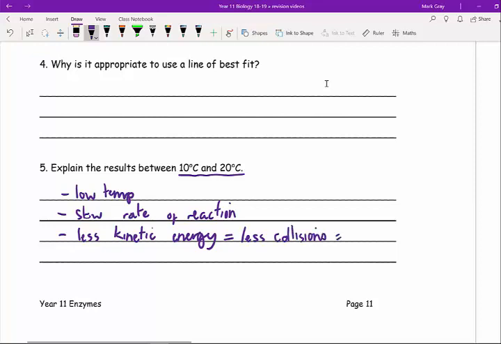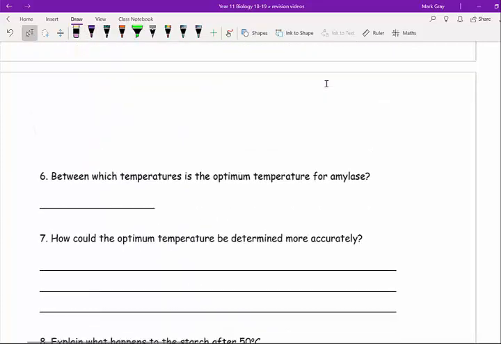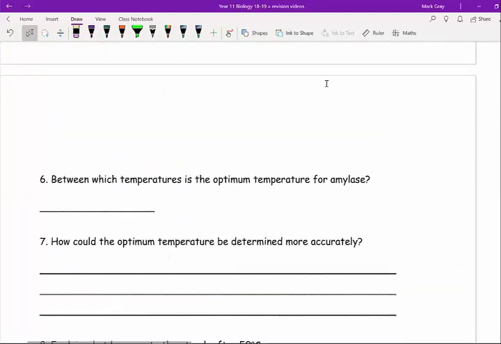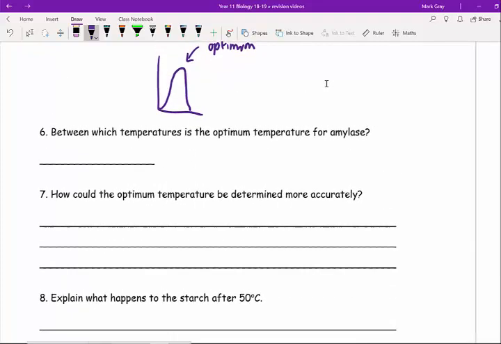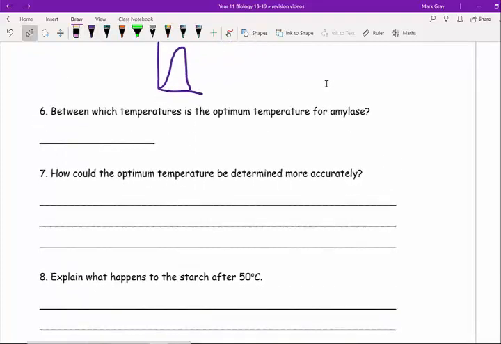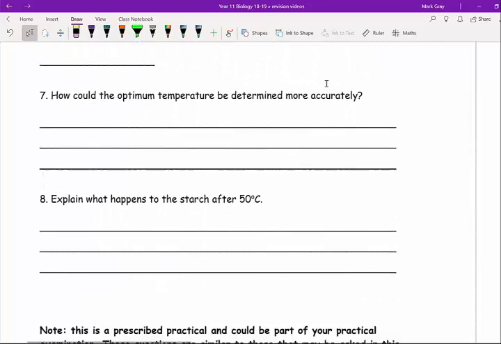So there's going to be a slower rate. Now, then we get the optimum temperature. Say for example we had a graph of results, we would find the peak, and that is our optimum. How could the optimum temperature be determined more accurately? You basically just have to find out what the optimum is and then repeat it more.